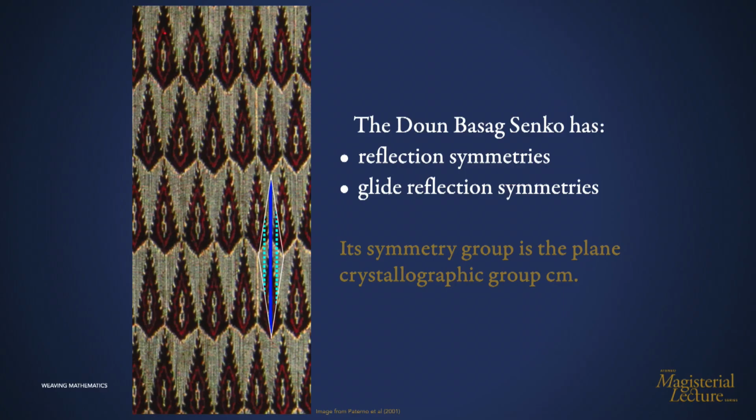Again, a primitive unit cell, then there's a mirror, and this time a glide. These are shown here, represented by their axis of symmetries, and that's why we call this PMG. Now, here's a third pattern. This is called the Doun Basag Senko. This is a traditional pattern that features the leaves of a plant with an unusual shape. Here, the lattice unit is a rhombus. So the symmetry group is CM. It's a centered unit cell. And you see here two lines that are parallel. The blue line is the reflection line, and then the glide now is the dotted blue line.